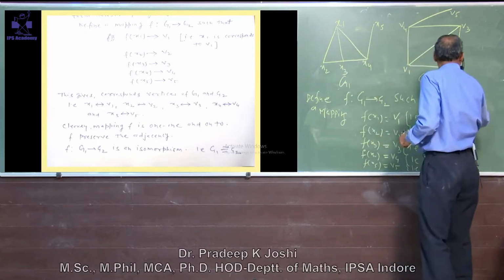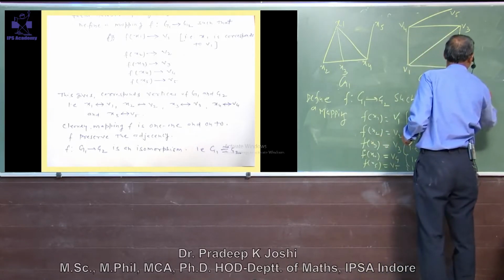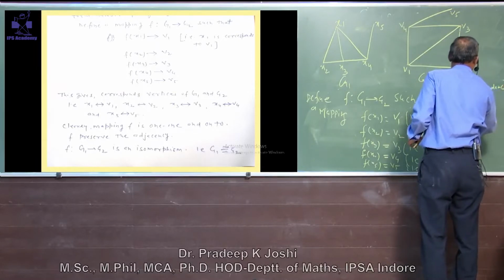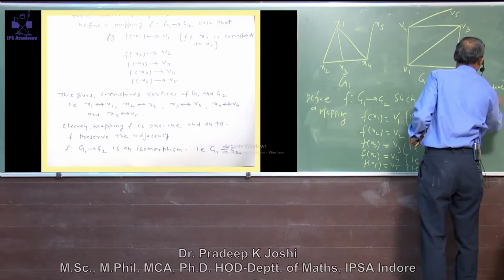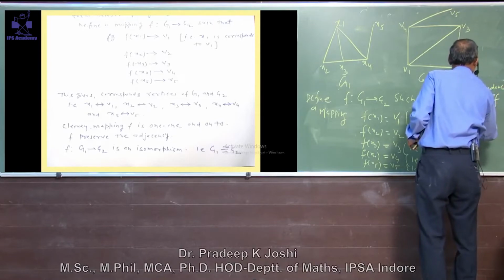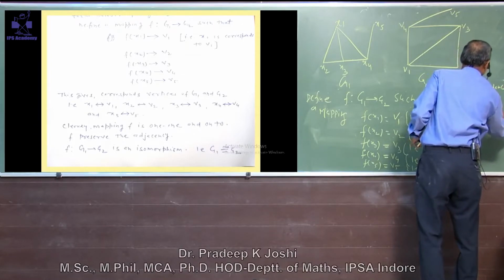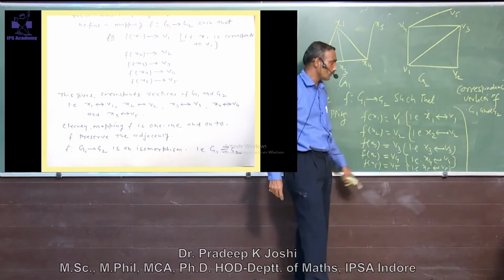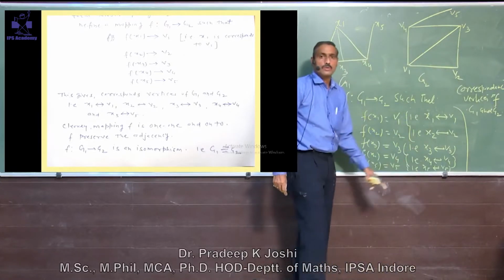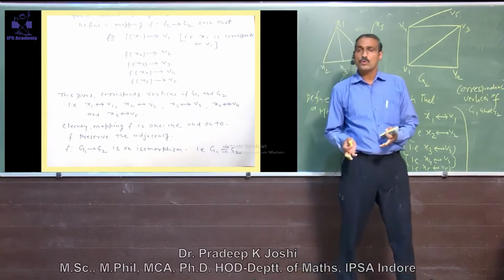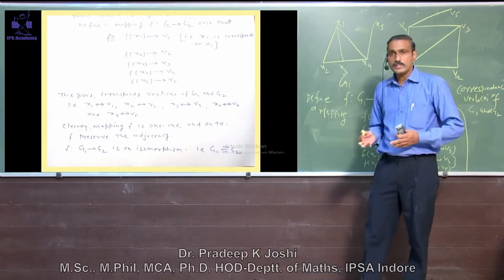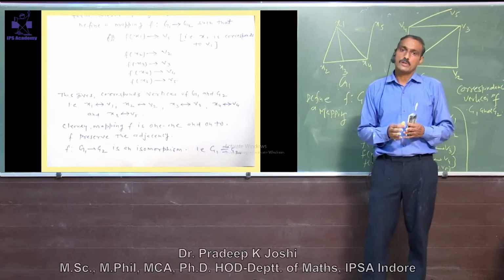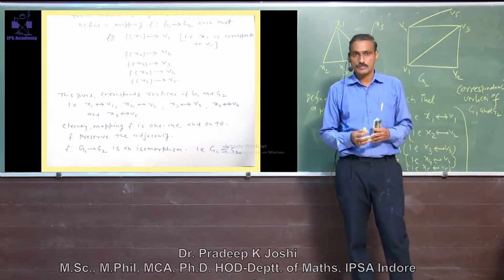These are the corresponding vertices of G1 and G2. We have already found this one. If there are no corresponding vertices between G1 and G2, then we say the graph is not isomorphic. This is a non-isomorphism.